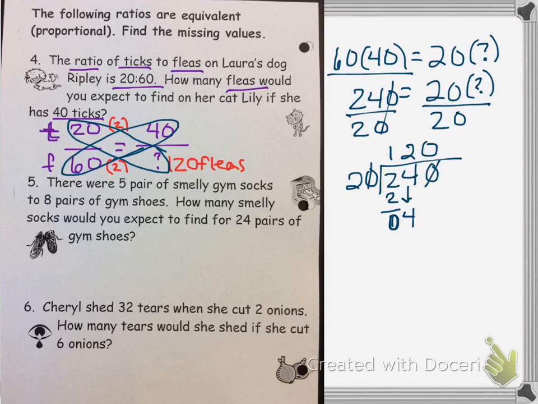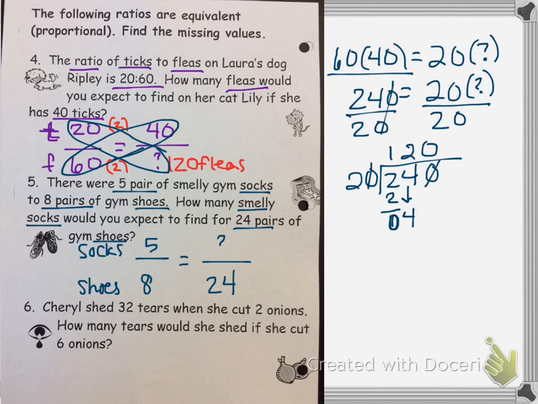I'm going to do one more pair with you, and then I'm going to let you do number 6 tonight. So this says 5 pairs of smelly gym socks and 8 pairs of gym shoes. So I have socks and I have shoes. That's what I'm comparing. So I have 5 and I have 8. How many smelly socks for 24 pairs of shoes? Well, shoes is going to go on the bottom, and I'm looking for socks. So again, I'm going to use that scale factor trick because that's the easiest way. 8 times 3 is 24. 5 times 3 is 15 socks.